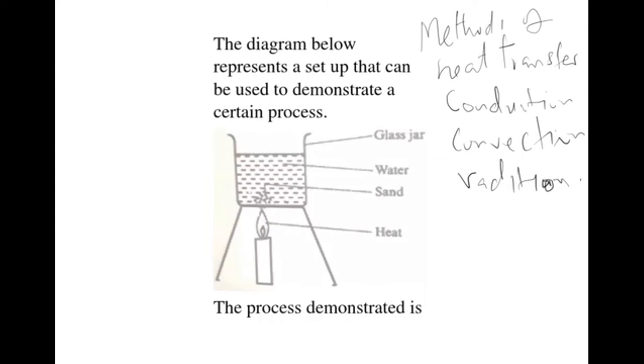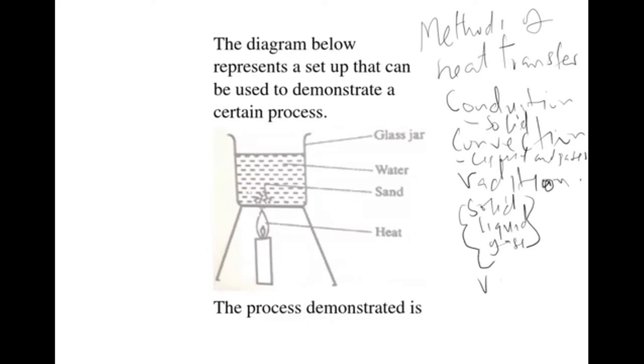When you talk of conduction, conduction takes place in solids like metals, wood, rubber, plastics, all those are solids. But when you look at the solids, we have some which are good conductors and others that are poor conductors. Then convection takes place in liquids and gases. Then radiation does not require any medium. And when I talk of medium, here we talk of solids, liquids, and gases. So it does not require any of these to take place. In other words, it takes place through a vacuum or an empty space.